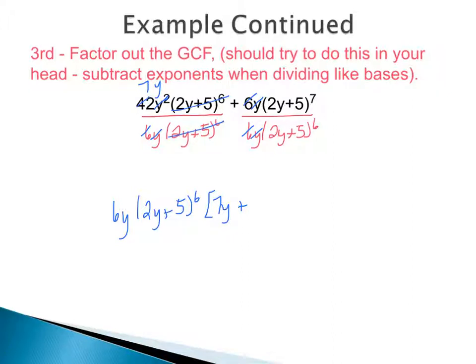Again, subtract your exponents since they have that common base. So 7 minus 6 is 1. So we're left with 2y plus 5 to the first, which is the same thing as just 2y plus 5. So our second group simplifies to just 2y plus 5.